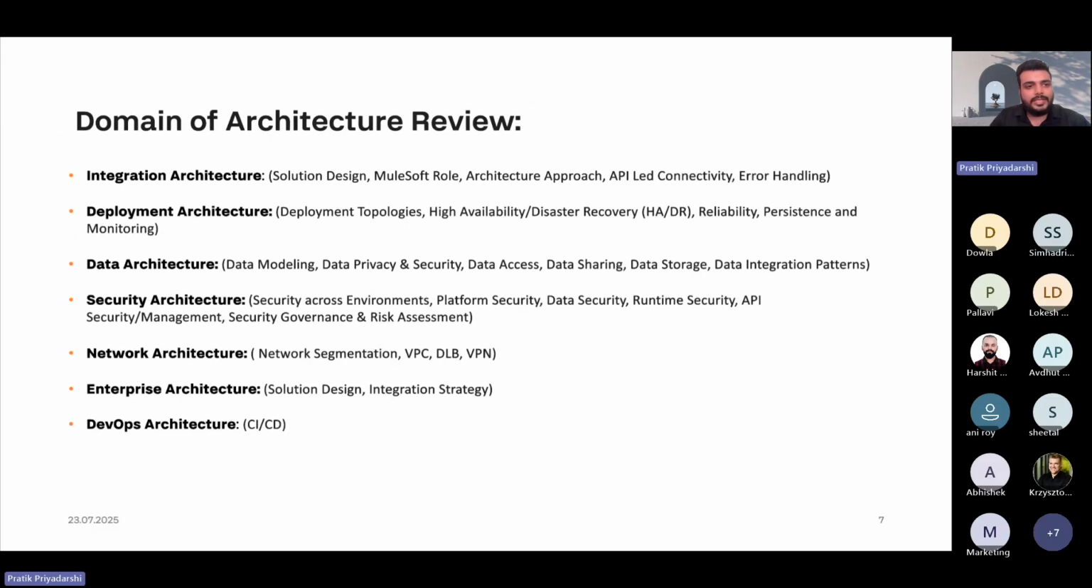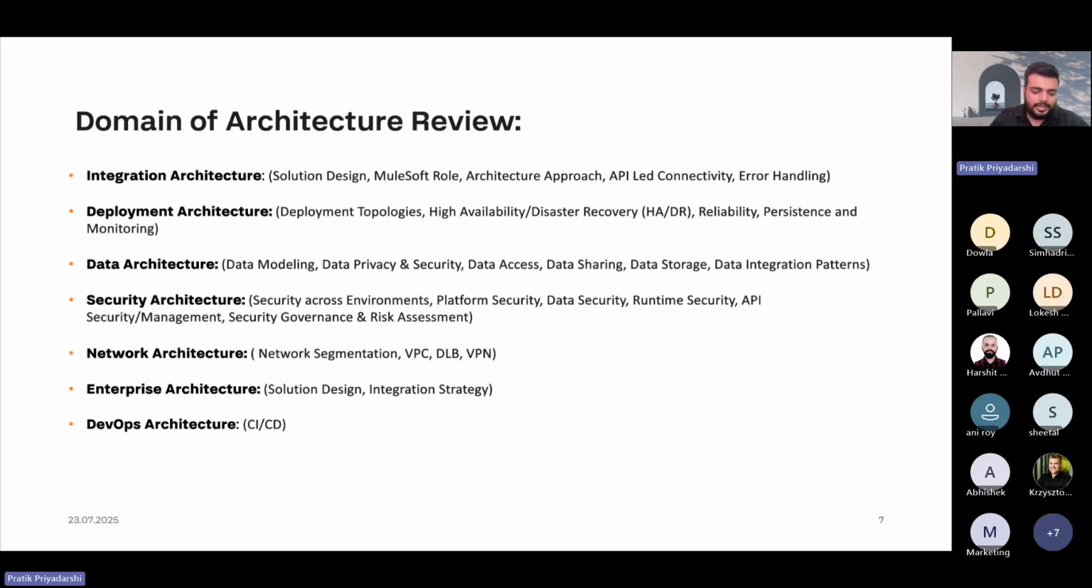So let's see, what is the domain of your architecture review? In the architecture review, we review your integration architecture, your deployment architecture, your data architecture, security architecture, network architecture, enterprise architecture, and your DevOps architecture. So let's talk about each of these points, right?